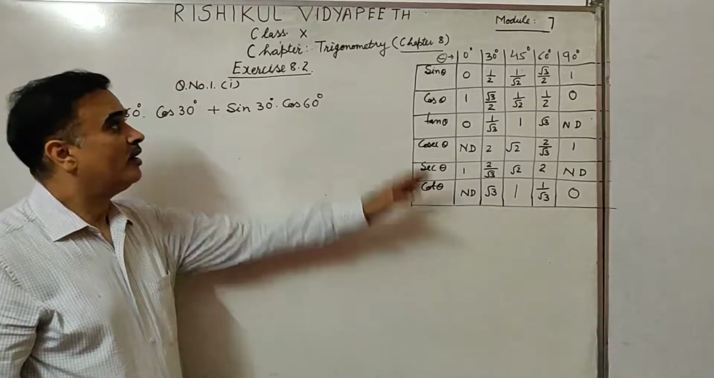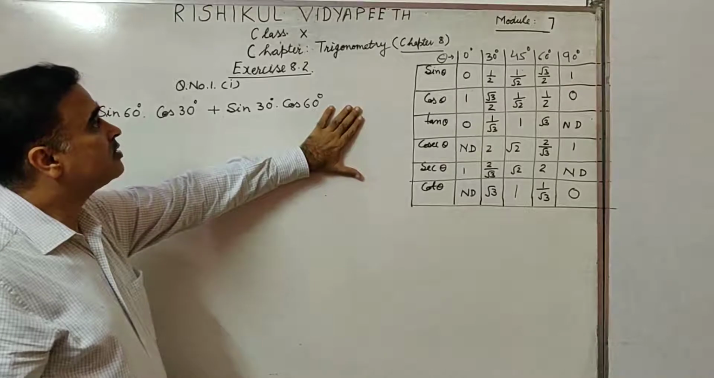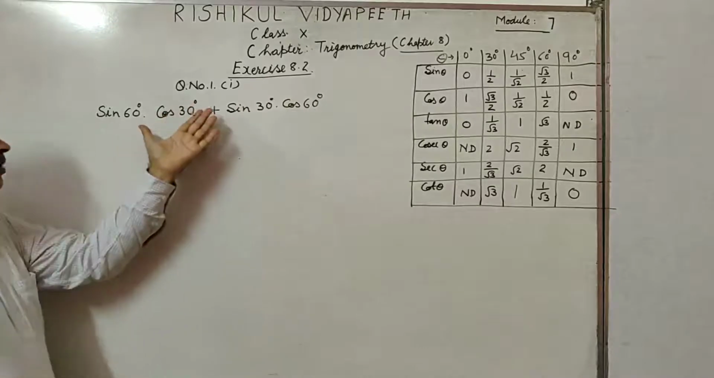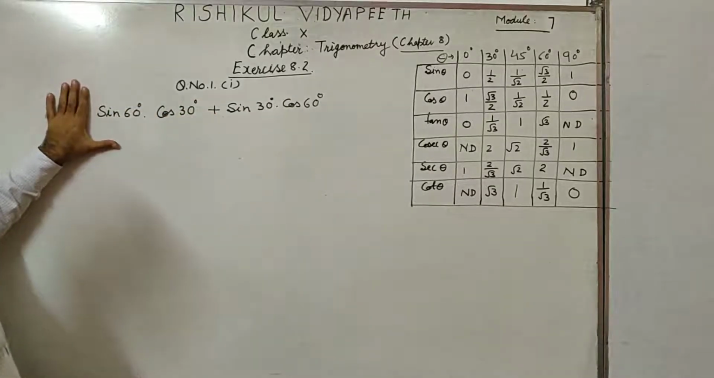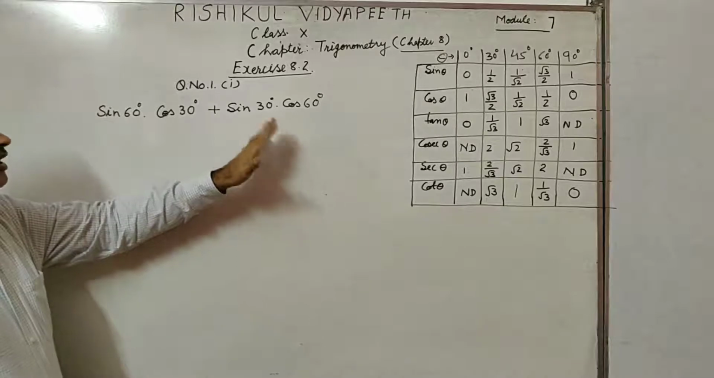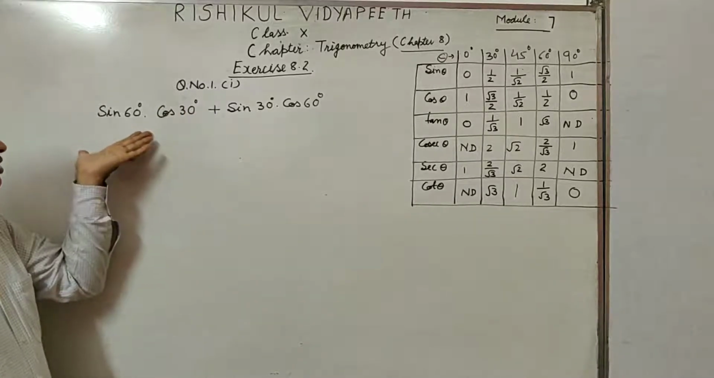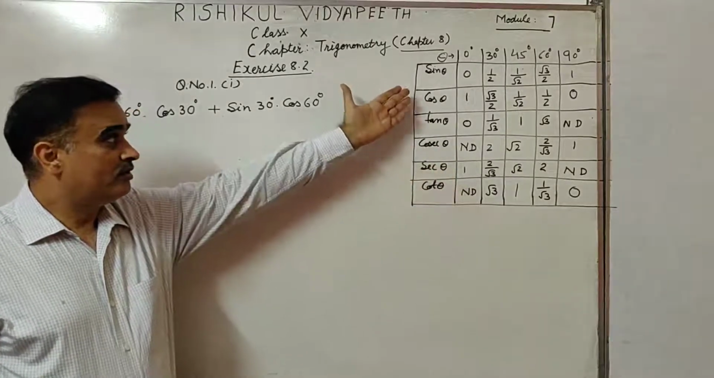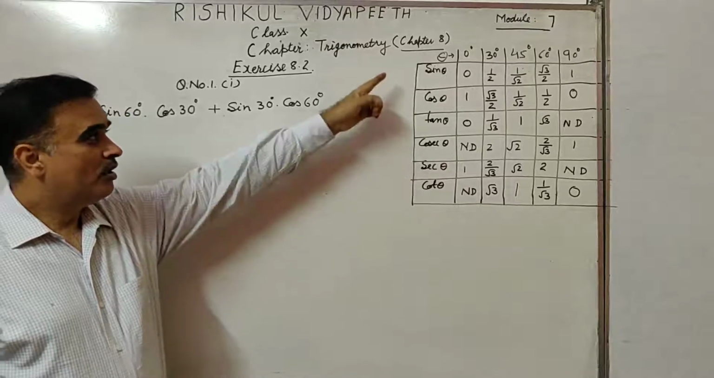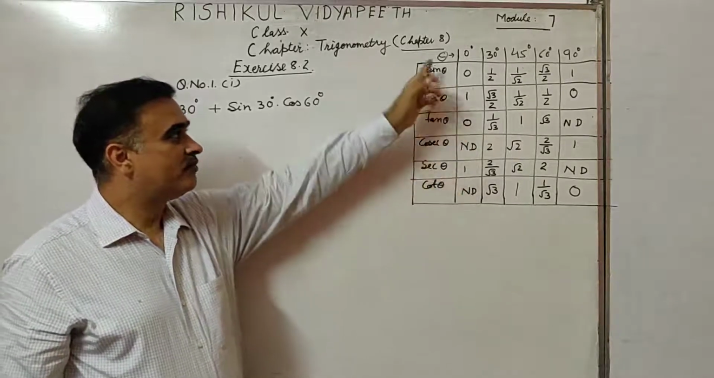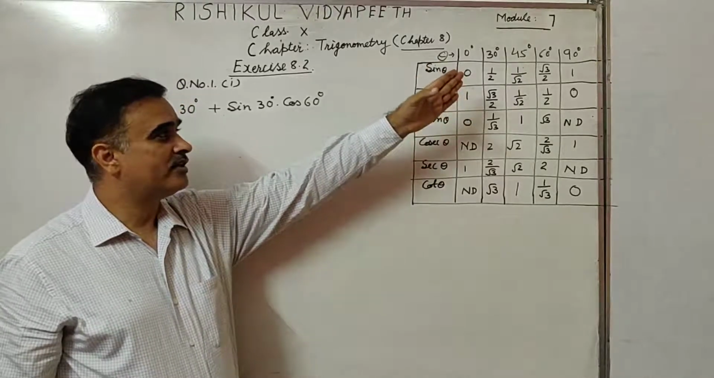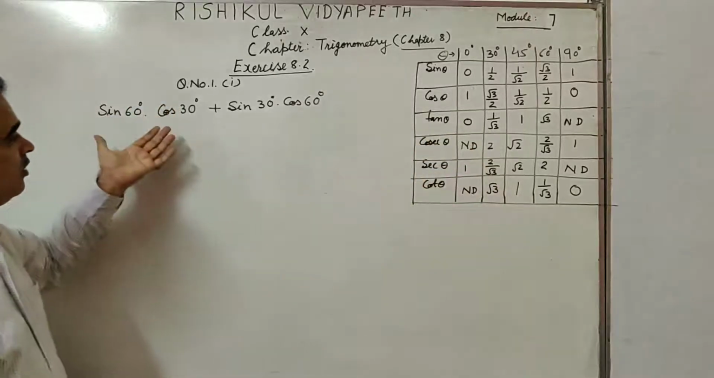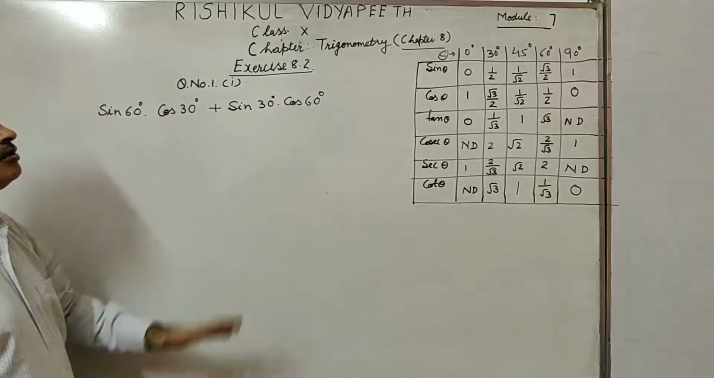Good morning, students. In module 7, we are going to discuss this chapter, trigonometry, exercise 8.2, and this is the first question, or first part. In this first question, we are to evaluate this. Before we start, you all know that I told you how to make this table of all the trigonometric ratios at different angles: 0 degree, 30 degree, 45 degree, 60 degree, 90 degree. With the help of this, we are to solve these questions. It is a very easy question, you know.